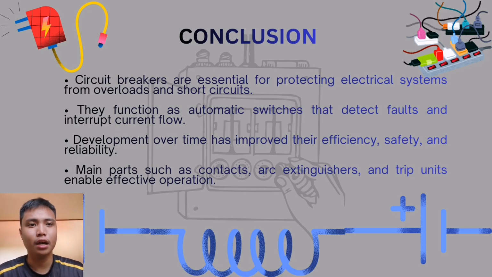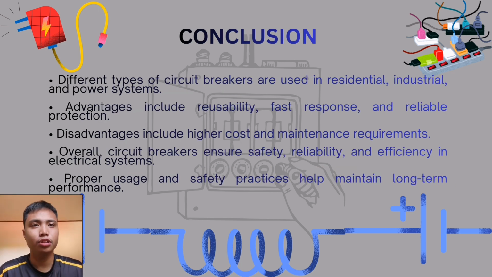We also explained how circuit breakers operate, including how they handle and extinguish electrical arcs during interruption. In addition, we looked at the different types of circuit breakers used in various applications, from residential systems to industrial and high voltage power distribution. Each type is designed to meet specific needs, but all share the same purpose of protection.